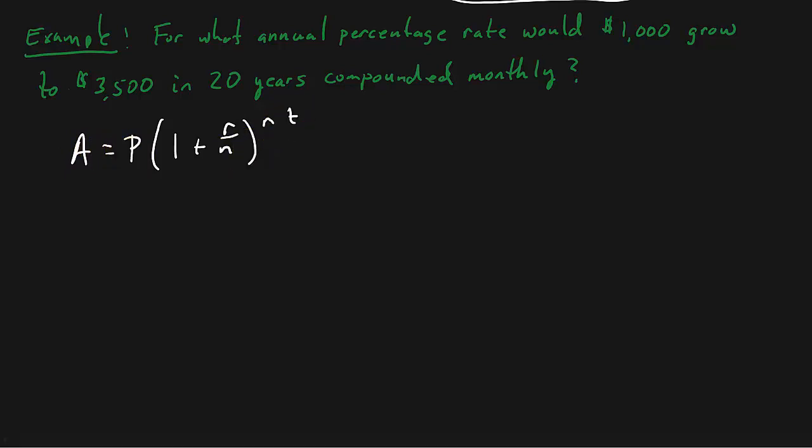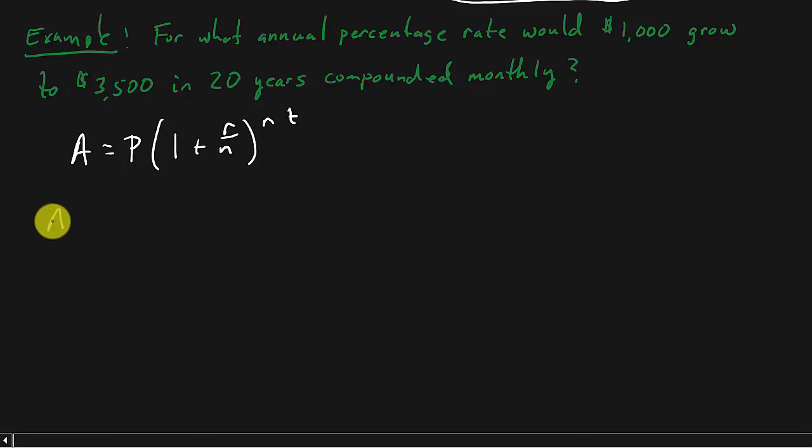So A is, well, let's see, for what annual percentage rate would 1,000 grow to 3,500. So that's what we want to have. We want to have the 3,500 in the future. So that would be the 3,500. We've got P is, that would be our 1,000. What else do we have? We got 20 years, so T equals 20, and compounded monthly, so N is 12.